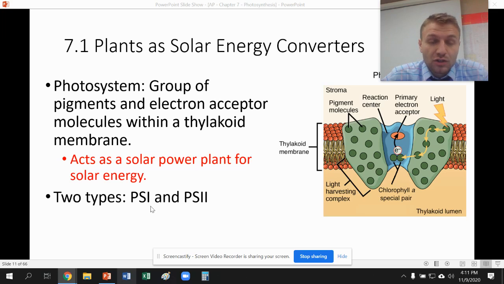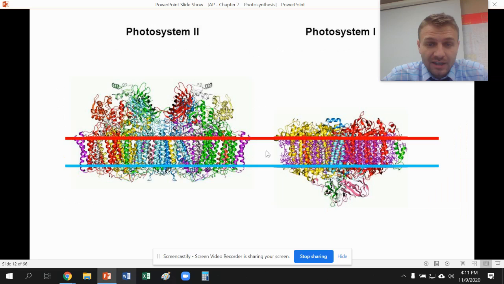Then there are two photosystems. We have PS1 and PS2. They look like this. You can see here two different photosystems. What I just want to show you is we have the membrane here. We have a bunch of these alpha helices and beta pleated sheets. I just want to show you the structure here. Don't memorize the structure. I just want to show you that they have a really cool structure.